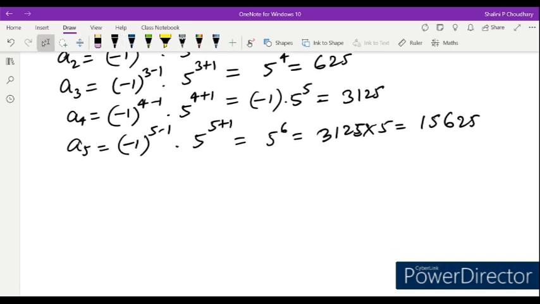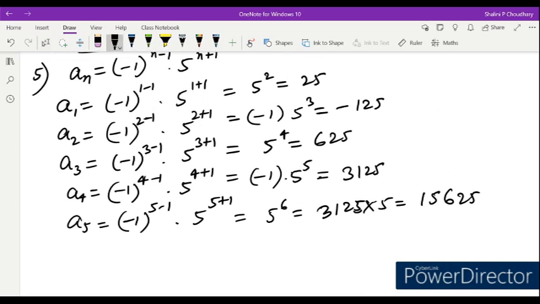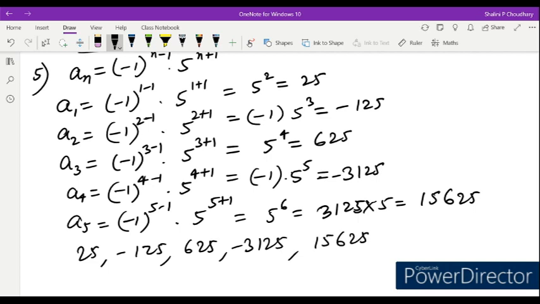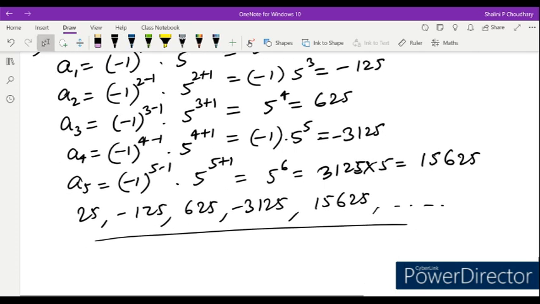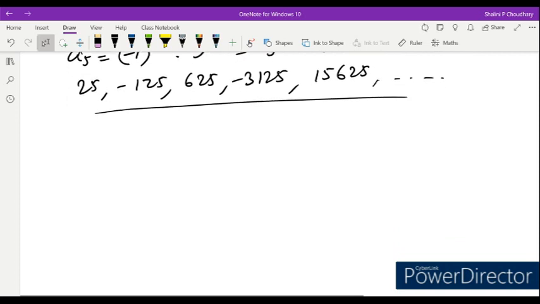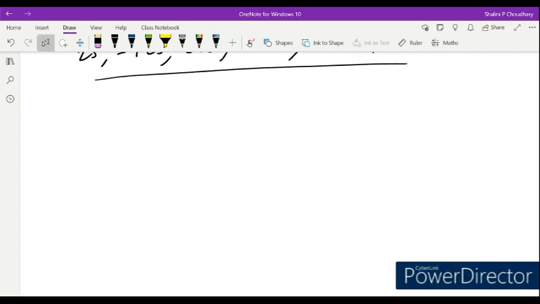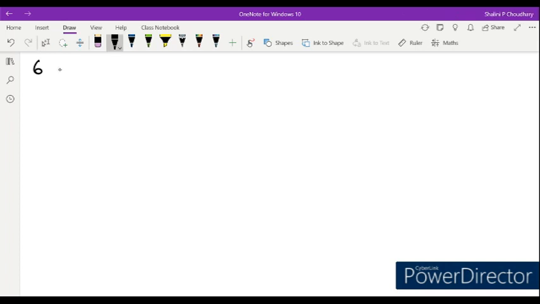So the first 5 values of the sequence are 25, minus 125, 625, then here it will be minus, yes minus 3125, and then 15,625. Okay, so these are the first 5 terms of the sequence. Now next, question number 6.